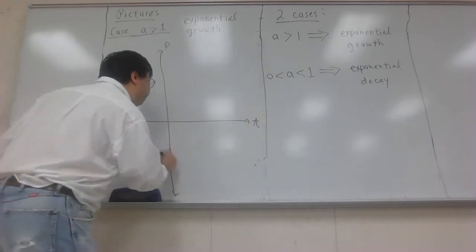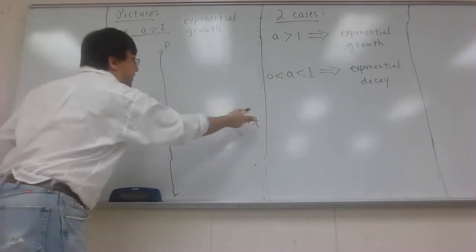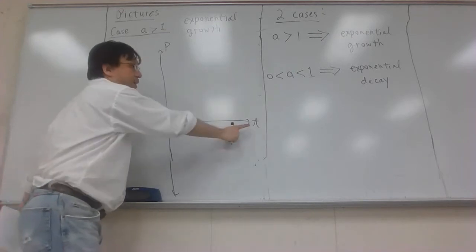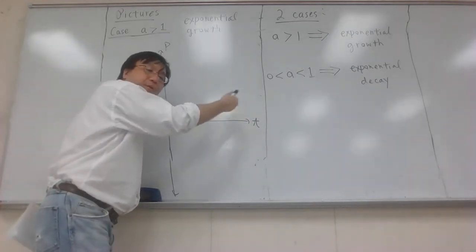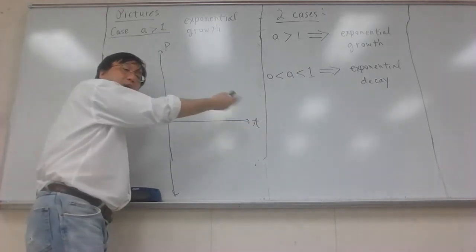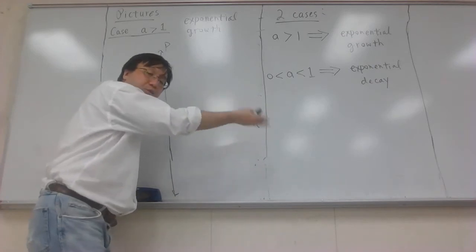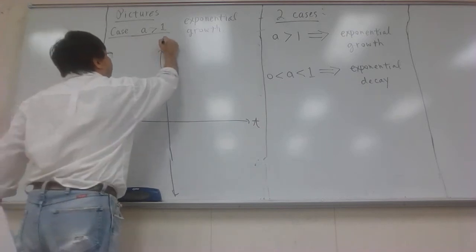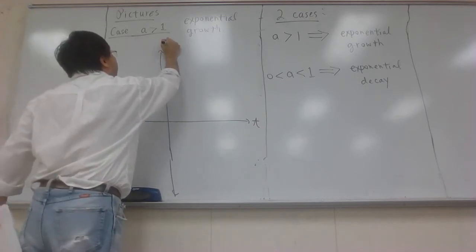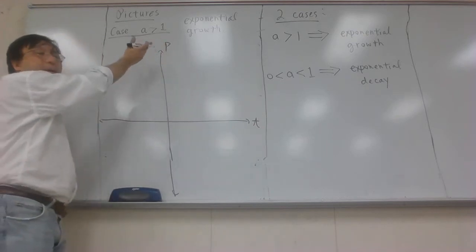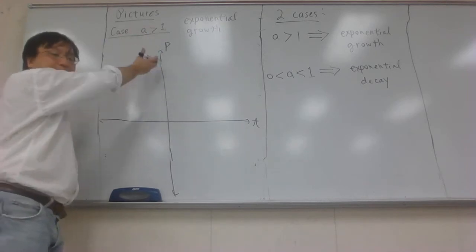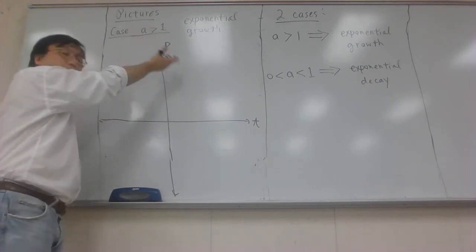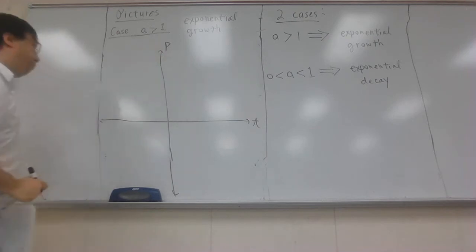Okay, so the horizontal axis is the input variable t. If you prefer, it can be time, though it doesn't always need to mean time. It can be other things too in word problems. And the vertical axis is the output variable P. If you prefer, it can be population, but it doesn't always mean population. There are word problems where it doesn't mean population.